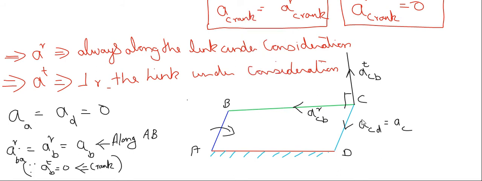Now there will be another component, at 90 degrees to the link CD, that will represent the tangential component of CD. Again, this one will be radial, and this will be ATC. You can write it both ways: either ATCD or ATC. But here you should not skip B, because B and C are both moving. So C and B both have relevance.